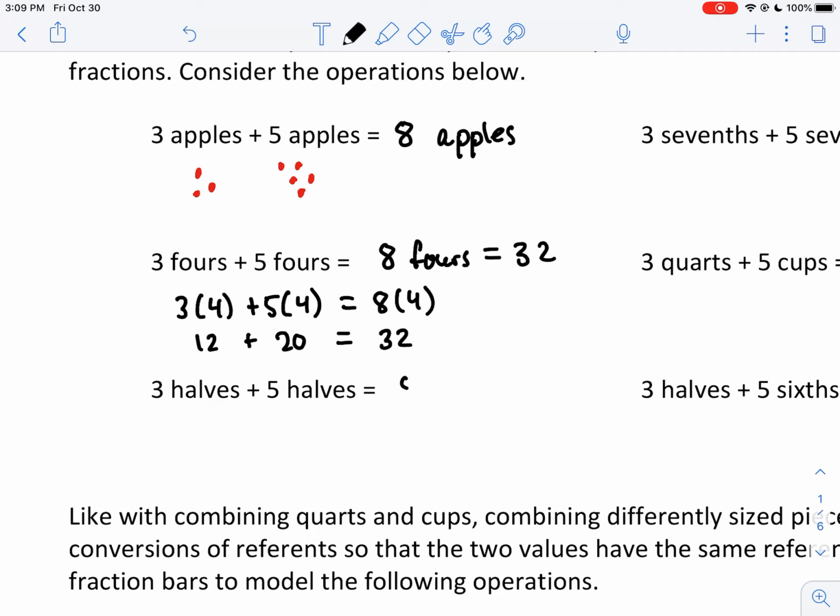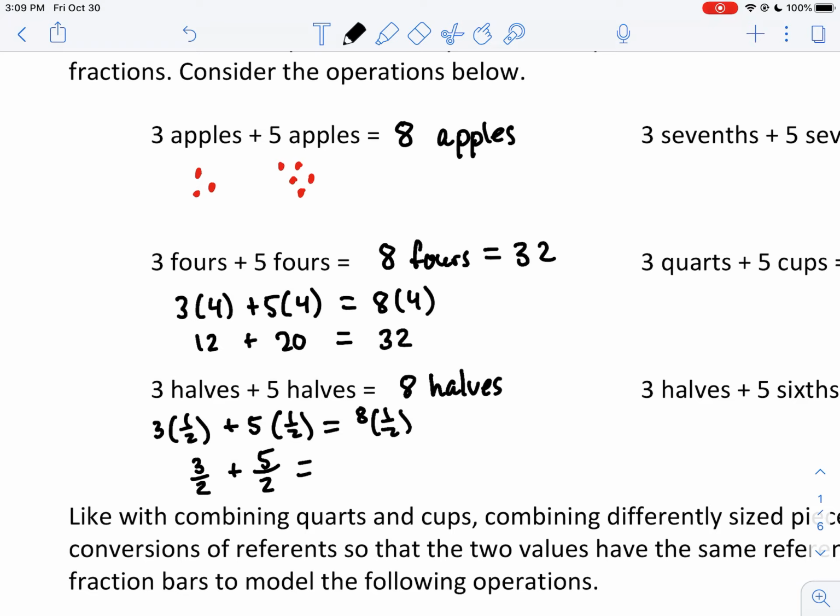3 halves plus 5 halves make 8 halves. What this looks like is 3 halves, 3 times 1 half, plus 5 halves equals 8 halves. And this could be written as this fraction plus this fraction, 3 over 2 plus 5 over 2. So 3 halves plus 5 halves equals 8 halves. And when you put 8 halves together, that winds up giving you 4 wholes. So 4, whatever the units are here. We're assuming that all these are referring to 3 halves of something, 5 halves of the same thing equals 8 halves of that thing.